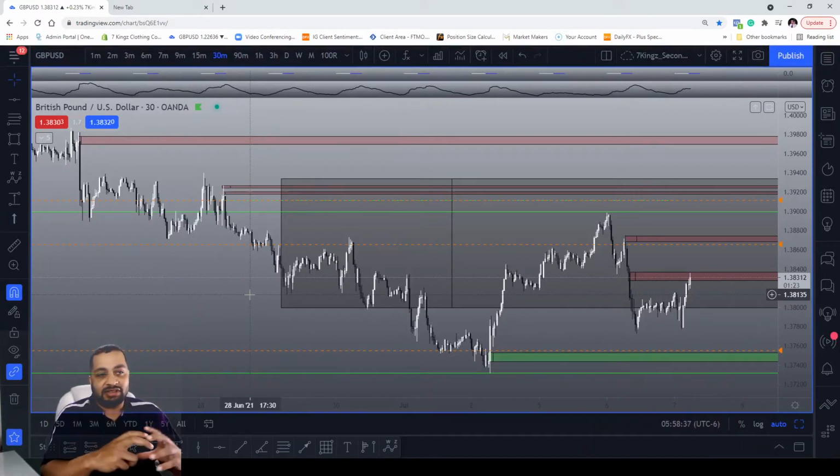Where the difficulty comes in is recognizing what levels are important, like where the supply and demand zones are, and then recognizing when they're going to actually be respected. So again, the concept isn't complicated. Muscle memory is required to make it simple.